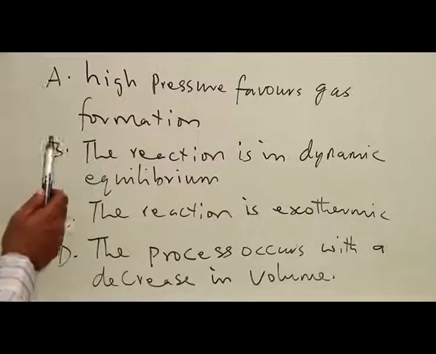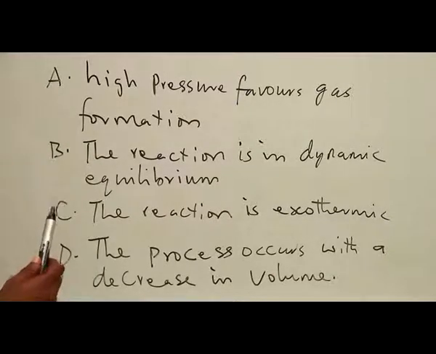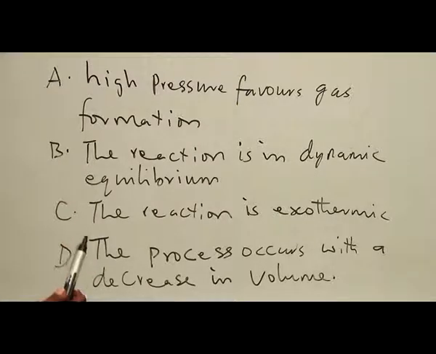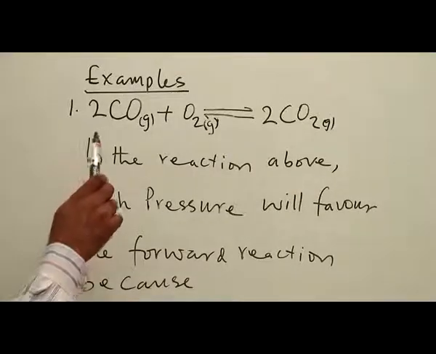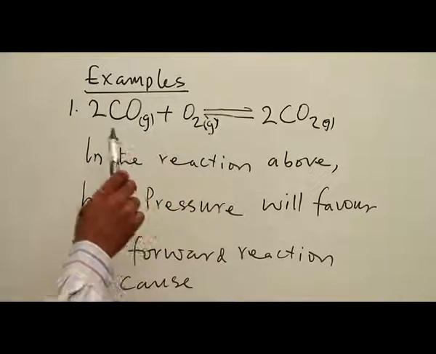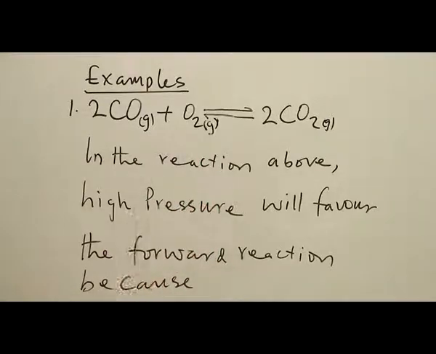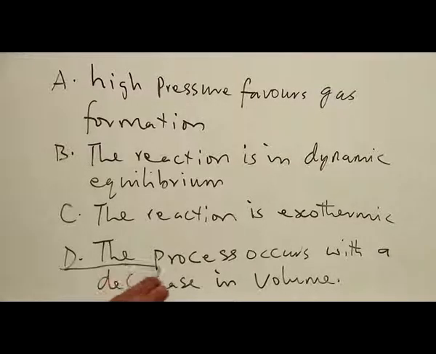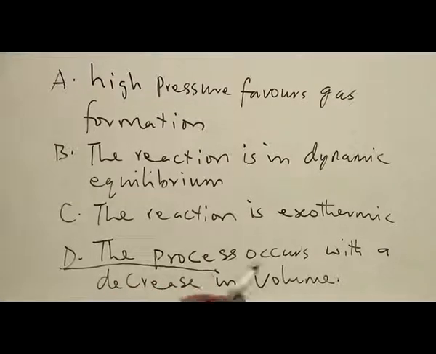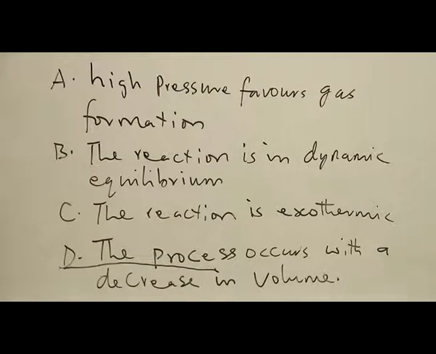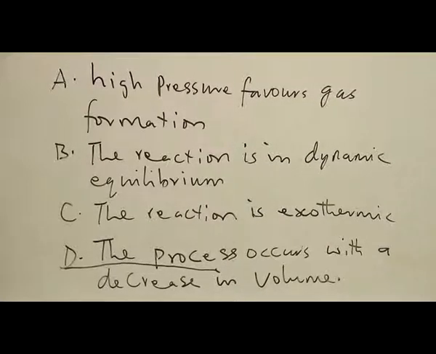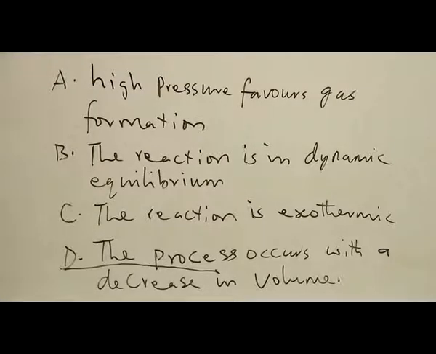Options A, B, and C cannot be the answer because pressure affects the system, and exothermic or endothermic reactions were not mentioned. Option D is the correct answer. The process occurs with a decrease in volume. This is because the number of molecules on the left supersedes the number of molecules on the right. Hence, equilibrium will favor the right.